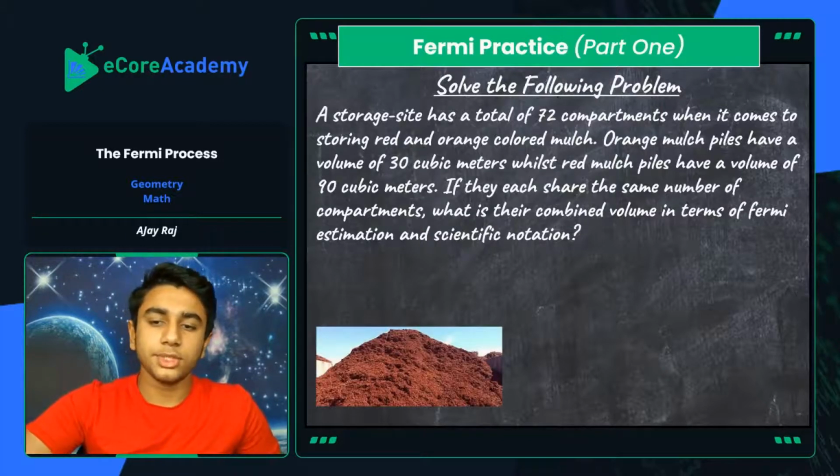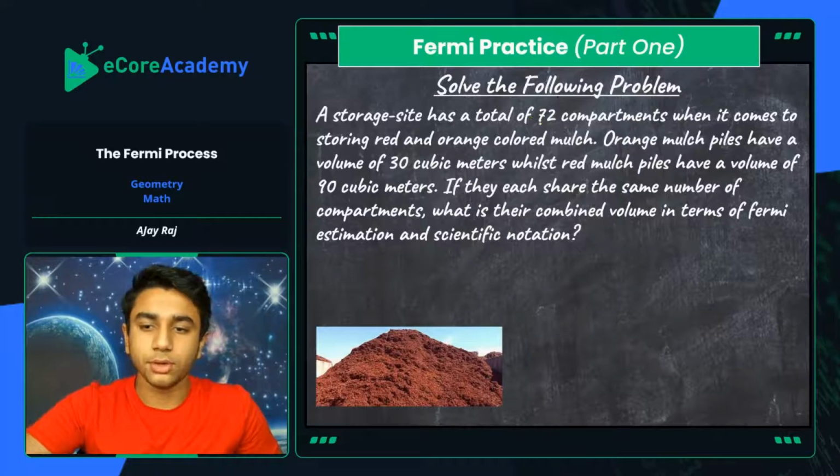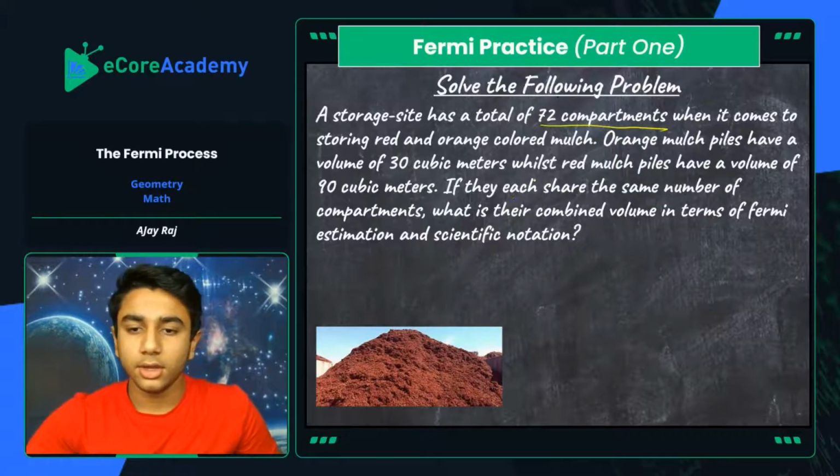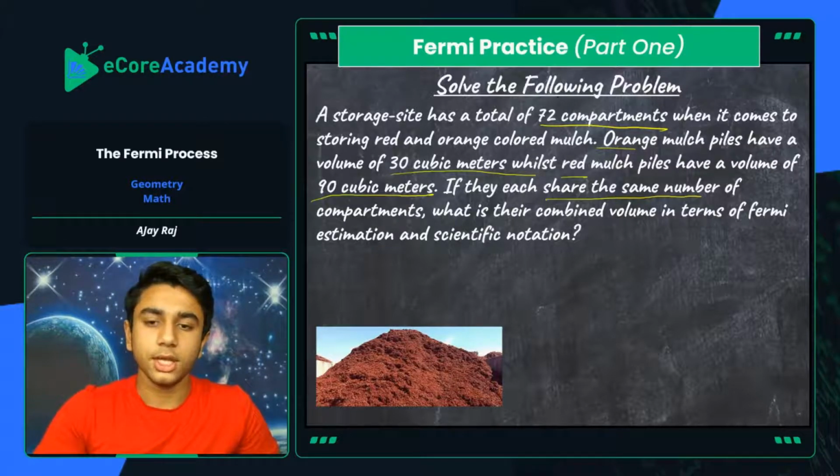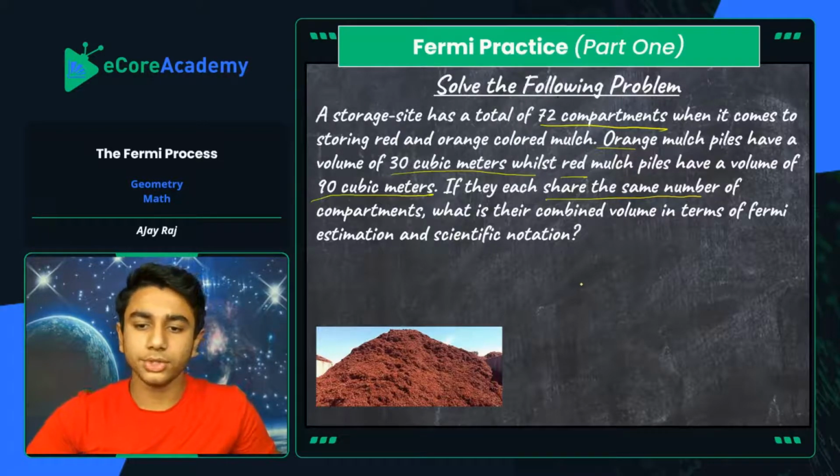So we're given a storage site with 72 compartments, and I'll put that down here. They share the same number for the 30 cubic meters of orange and the 90 cubic meters of red. So let's start off with our orange cubic meters. Let's calculate how many piles there are of each. We see that we have 72 total compartments, and they're going to share the same amount each, so we divide 72 by 2. We get 36 compartments.